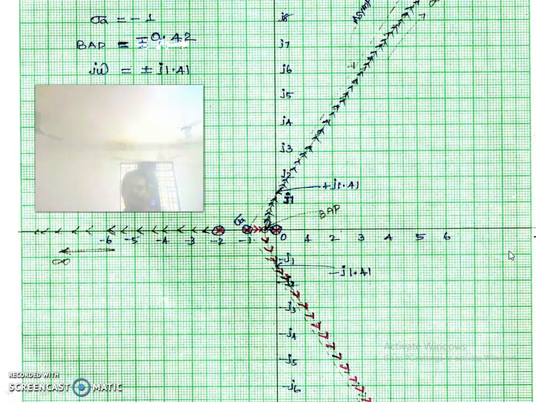So this is the method for drawing the root locus.